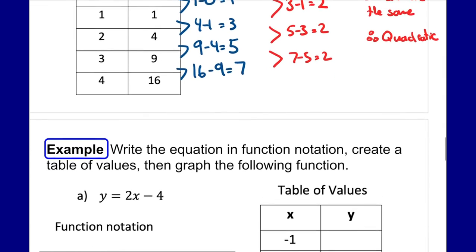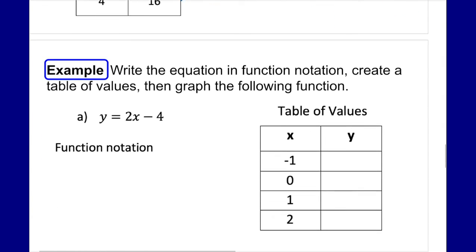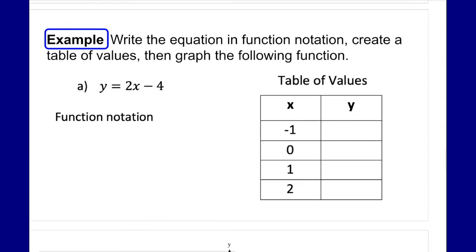We're going to go through the same thing, just given an equation. We're going to put it in function notation, come up with a table of values, graph it, and see what type of function it is.